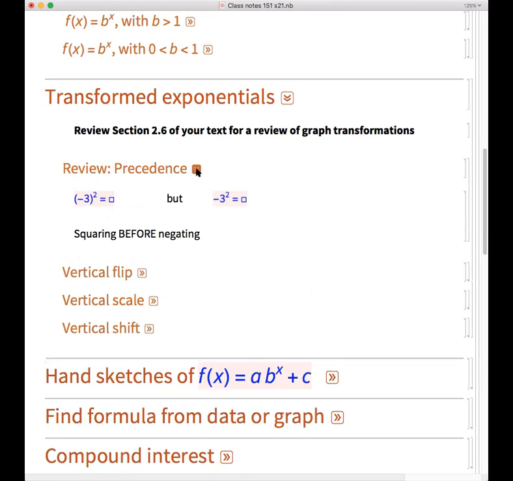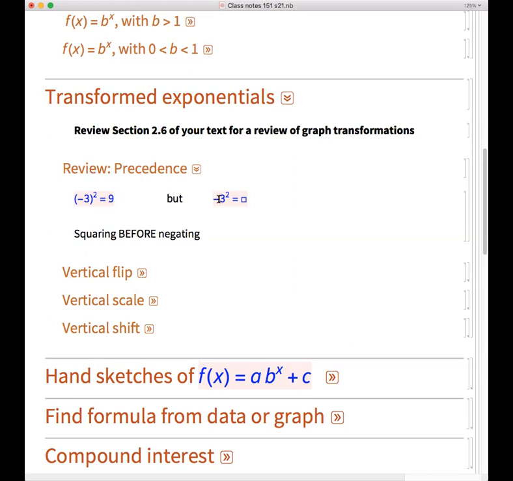Before we do this, one of the vertical scaling, we just need to review this precedence between negation and squaring. And I've seen this trip up students quite often. So pay special attention to this and try not to make this error yourself. If we put -3 in parentheses and square, what that equals is -3 times -3, and the negatives cancel out and we get 9.